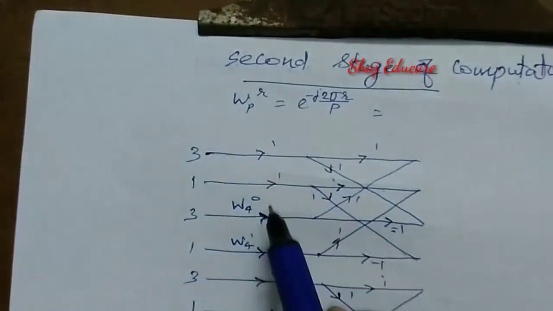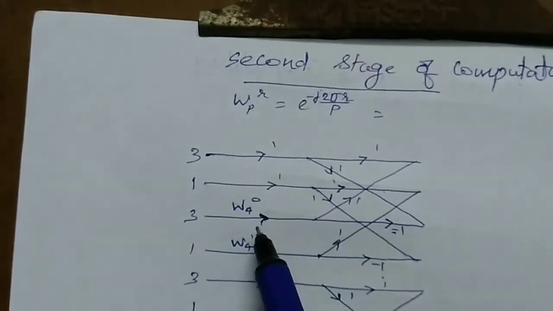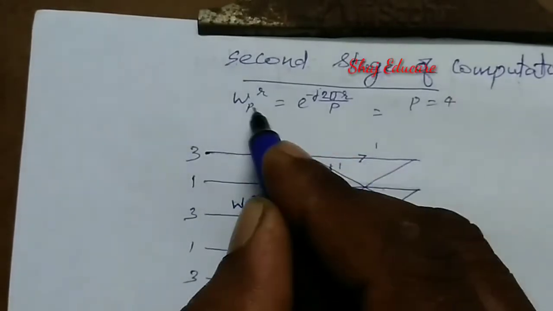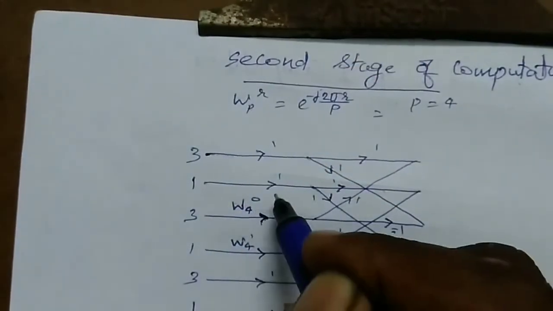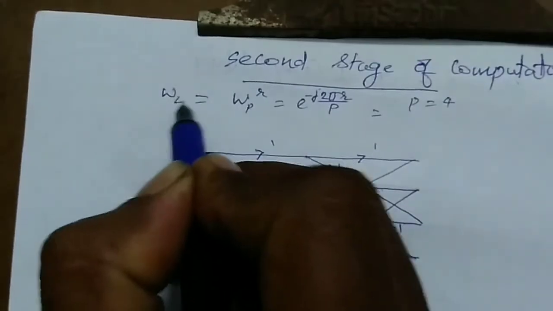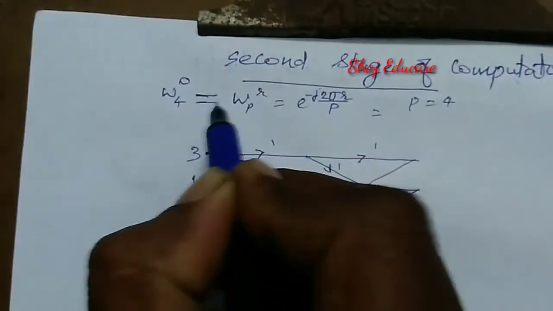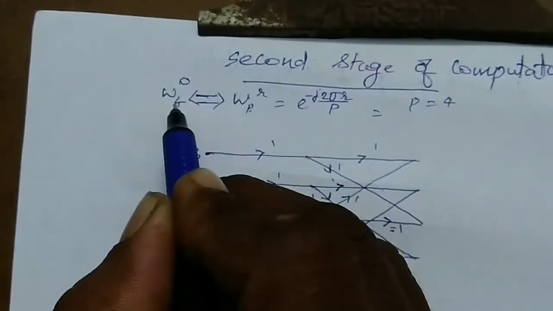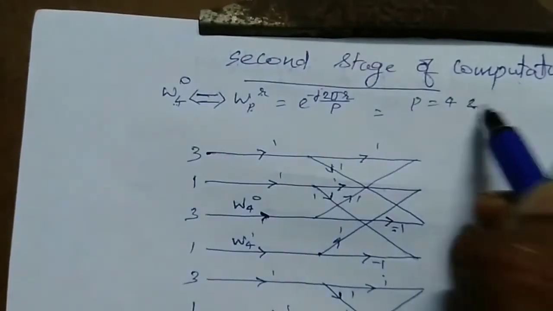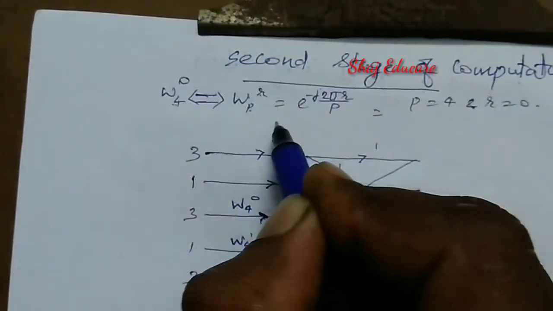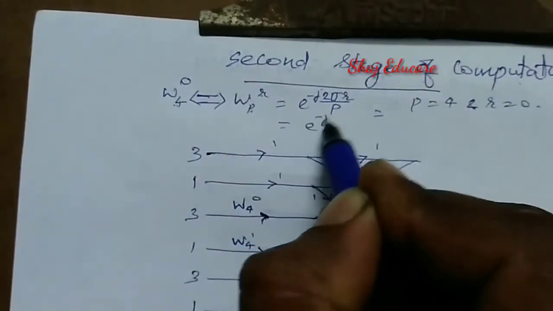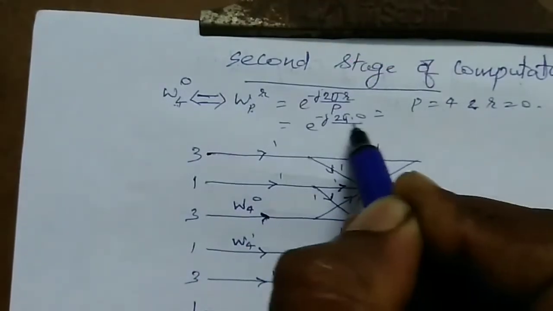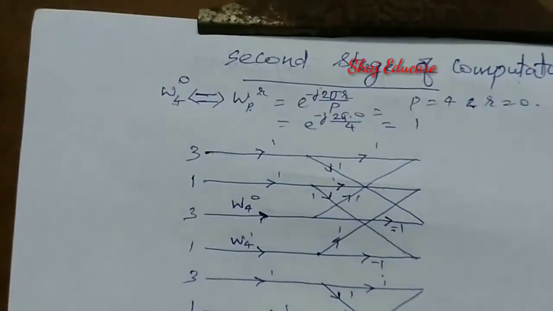Okay, now in this case what is P? P is equal to 4. In our case P is equal to 4. Okay, this is W4 raised to 0, equivalent to WP raised to R. Then of course P will be 4 and R will be 0. Then what is the value of this one? e raised to minus j 2 pi into 0 by 4. Of course that is equal to 1.